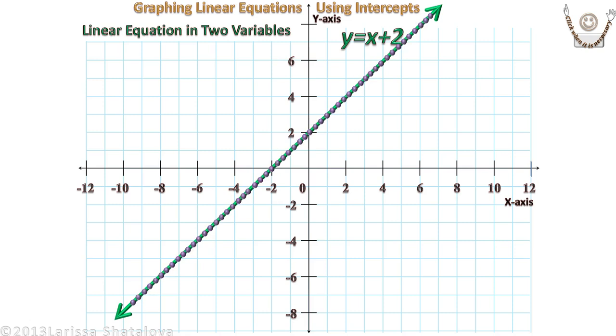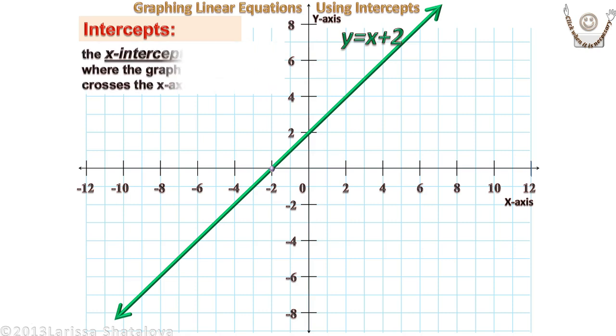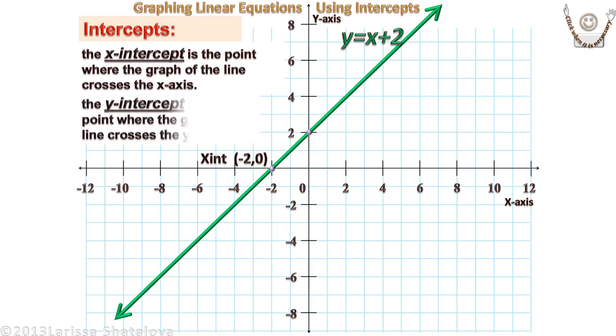Now we are going to talk about special points. We call them intercepts. The first point is the x-intercept, the point where the graph of the line crosses the x-axis. In this case, the x-intercept has coordinates -2, 0. And the second point is the y-intercept, the point where the graph of the line crosses the y-axis. In this example, the y-intercept is the point with coordinates 0, 2.